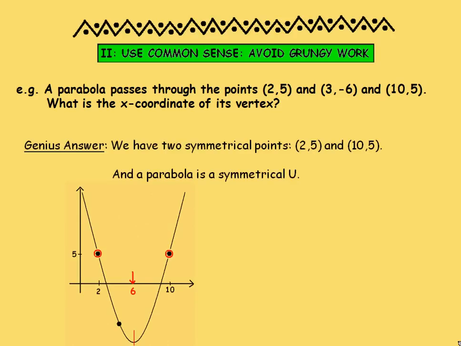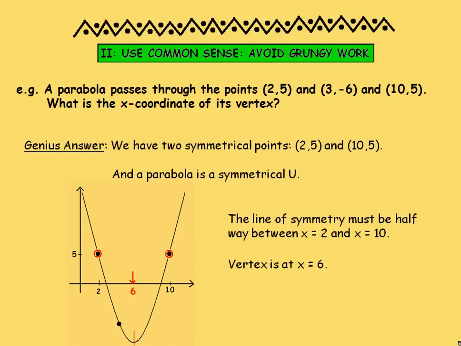So I can see in my brain, I've got 2 symmetrical points, (2, 5) and (10, 5), circled as dots there in red. And it's going to be some U-shaped graph that goes through those symmetrical points. Though I guess there's a third point, (3, -6). I don't even care about that actually. But I know that the line of symmetry has to be symmetrically between x equals 2 and x equals 10. That means the line of symmetry is at x equals 6, so the vertex is going to be at x equals 6. Just by noting the symmetry of the picture in my mind.